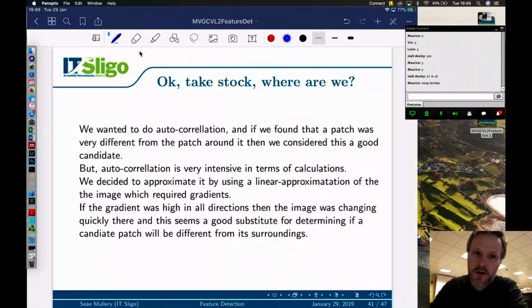So let's take some stock of what we have here. We wanted to do autocorrelation, and if we found that a patch was very different from the patch around it, then we considered this a good candidate. But autocorrelation is very intensive in terms of calculation, so we decided to approximate it by using a linear approximation of the image, which required us to get the gradients. If the gradient was high in all directions, then the image was changing quickly at that point, and this seems a good substitute for determining if the candidate patch would be different from its surroundings. So this is the approximation they came up with.